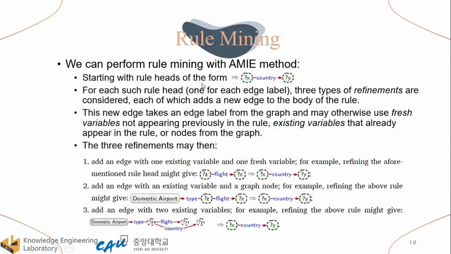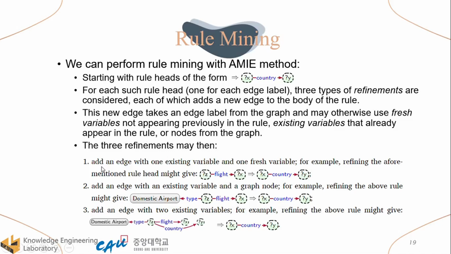We can perform rule mining with the AMIE method, which starts with a rule head of the form like this, and for each such rule head, one for each edge label, 3 types of refinement are considered, each of which adds a new edge to the body of the rule. This new edge takes an edge label from the graph and may otherwise use a fresh variable that is not appearing previously in the rule, an existing variable that already appears in the rule, or a node from the graph.